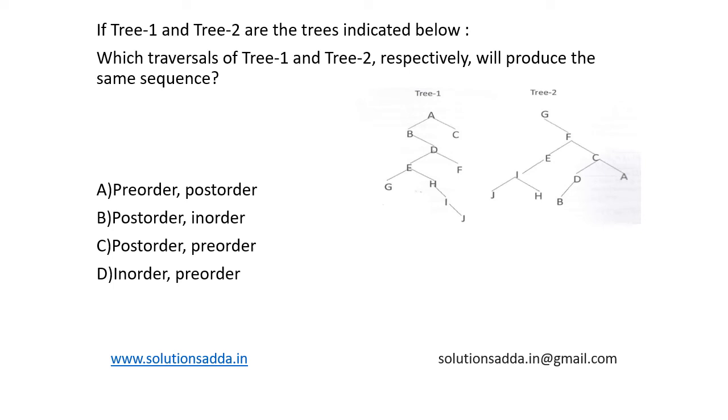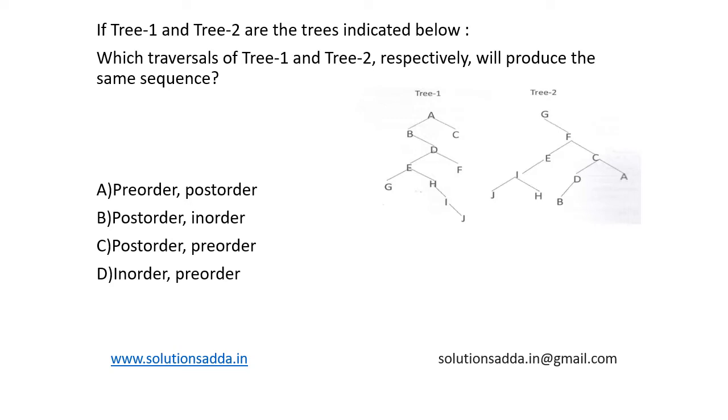This is a question from data structures. If tree 1 and tree 2 are indicated below, which traversals of tree 1 and tree 2 respectively will produce the same sequence? And the orders are pre-order, post-order and in-order.